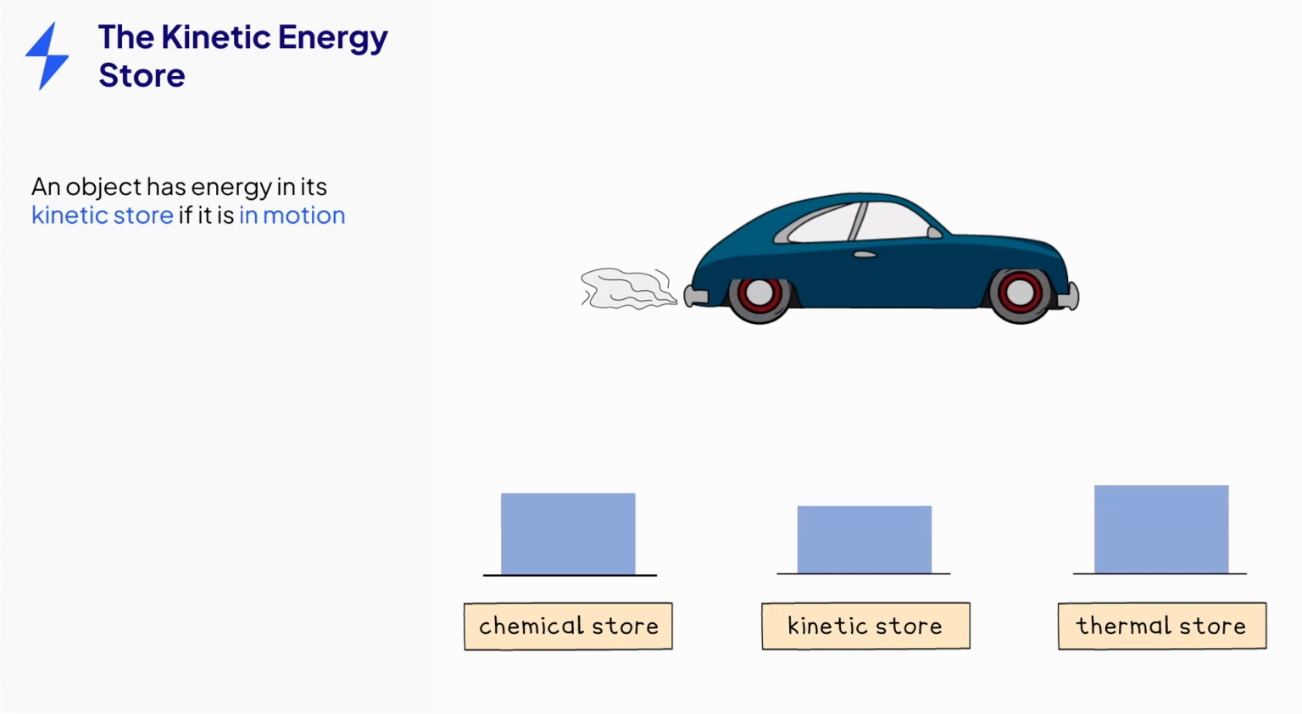As the car brakes and stops moving, energy is transferred away from its kinetic store into its thermal store due to the friction of the brakes. When the car is stationary again, it has no energy in its kinetic store. At the end of its journey, the car has less energy in its chemical store than it did at the start because some of the fuel has been used up.